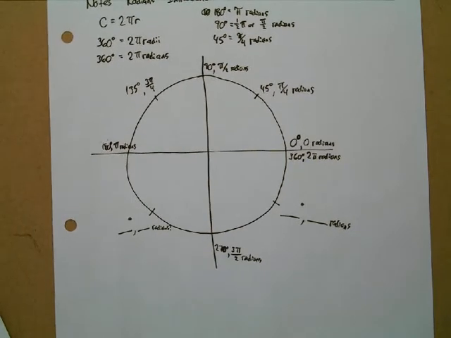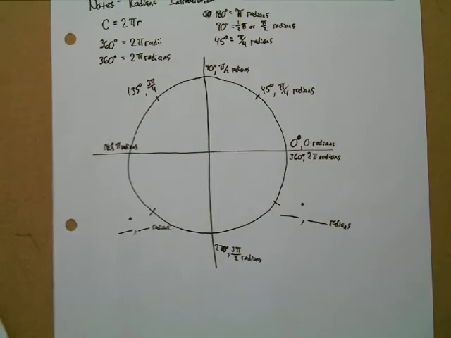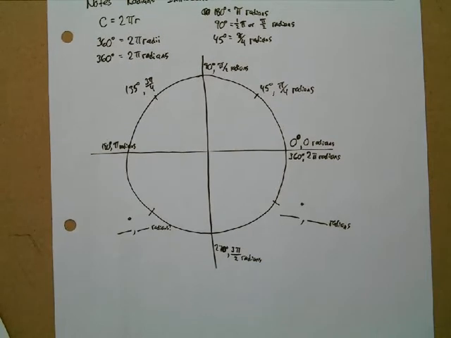All right, do we have a volunteer for these two measures here? What would they need to be? If we're going halfway between the 180 and the 270, or halfway between the pi and the 3 pi over 2, what would they have to be?